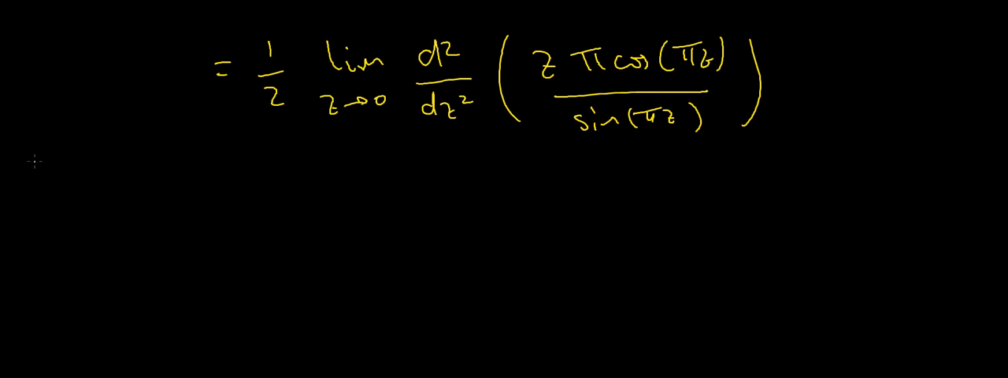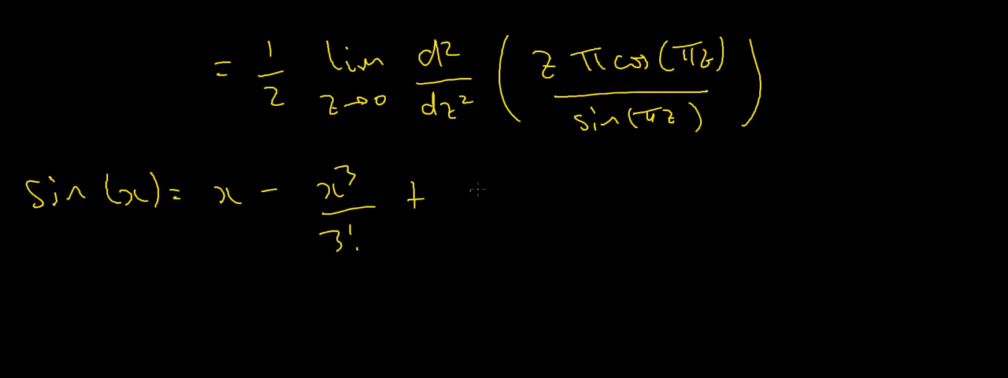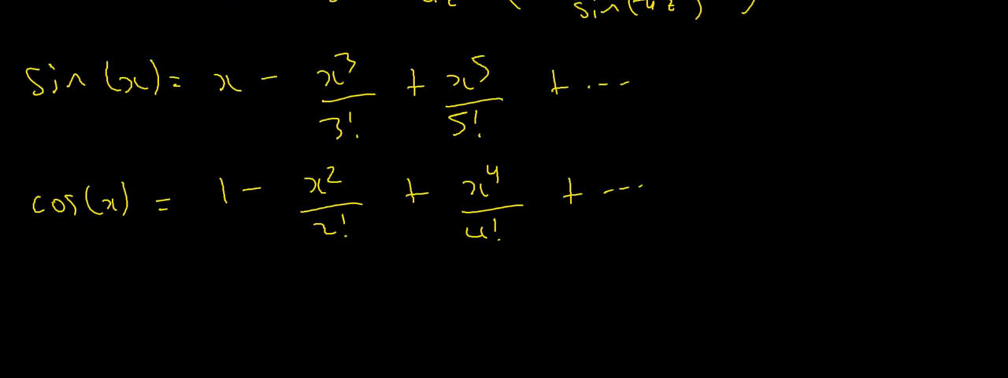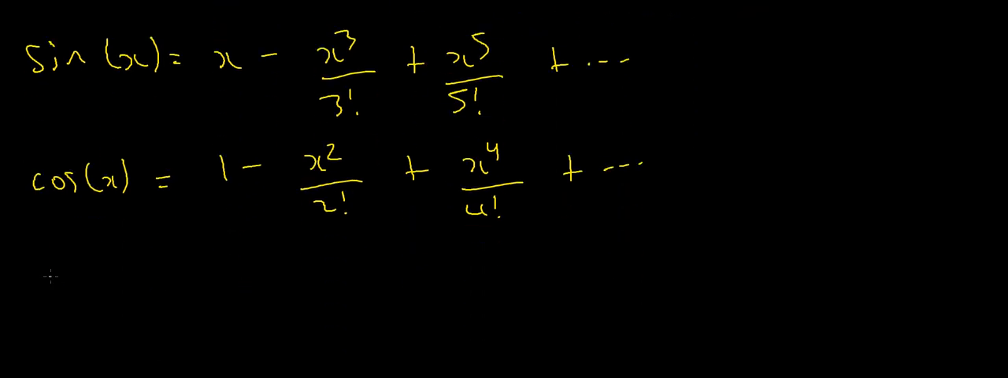So the Taylor series for sine, let's do sine of x first. That's just x minus x cubed over 3 factorial plus x to the 5 over 5 factorial plus higher order terms. Likewise, the Taylor series for cosine is just 1 minus x squared over 2 factorial plus x to the 4 over 4 factorial plus higher order terms. So now I'm just going to replace x with pi z, and you can prove using complex analysis that that's the Taylor series for sine with complex argument.